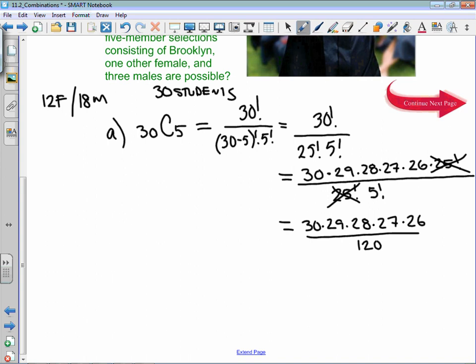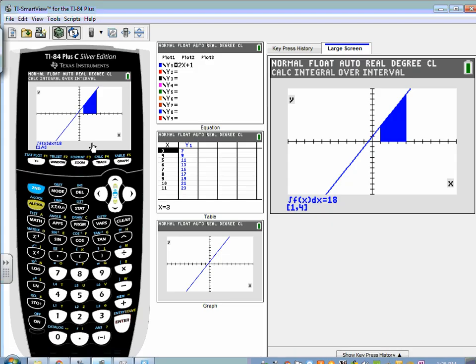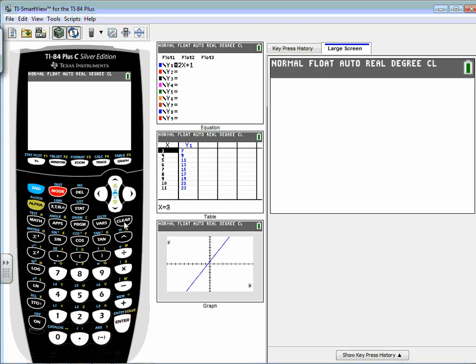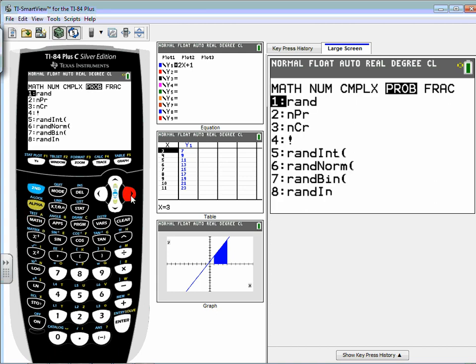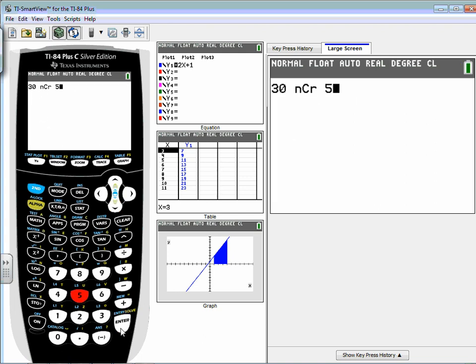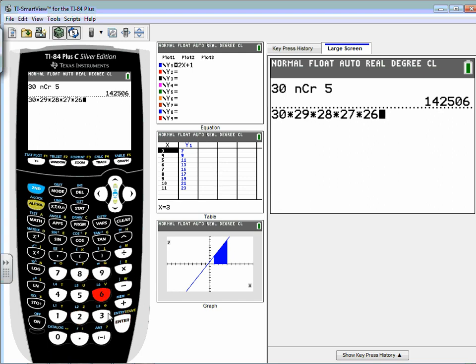And you could certainly type that into your calculator, but definitely we want to get used to where the button is because most, if not all, scientific calculators will have combinations somewhere on there. In order to access that on the calculator, it's actually in the same spot as the permutation. So similar to permutations, you actually have to type the n in first. So I'm going to type in 30, go to math, over to probability, and then we see the correct notation, nCr. So 30 nCr, and then we're going to choose 5. And I'd like to show you that if I did 30 times 29 times 28 times 27 times 26, and then divided that by 120, I would get that same answer, right?